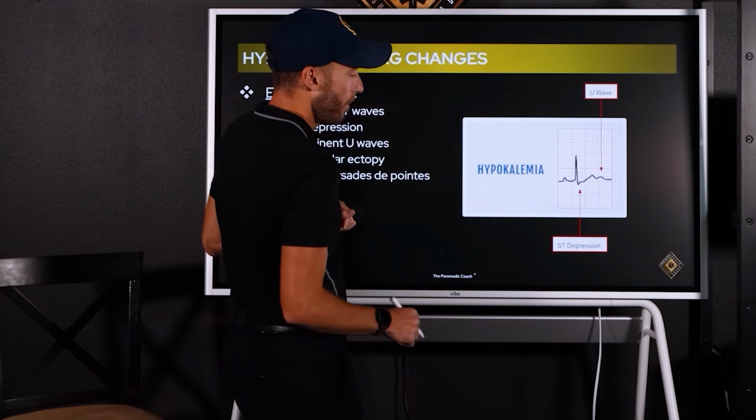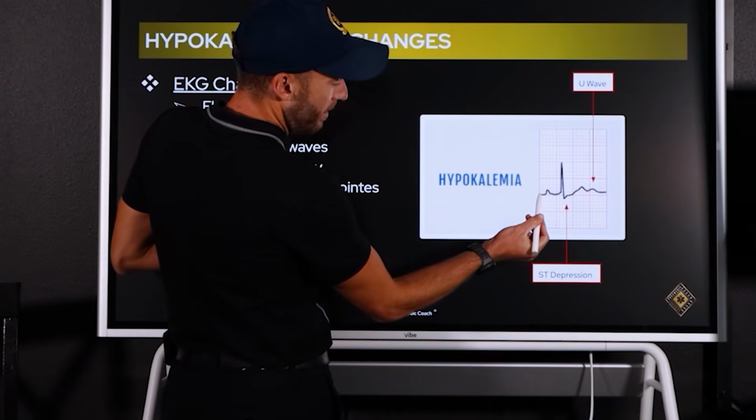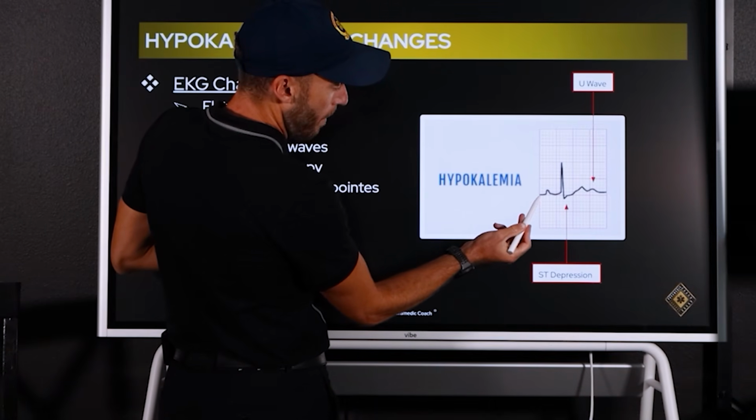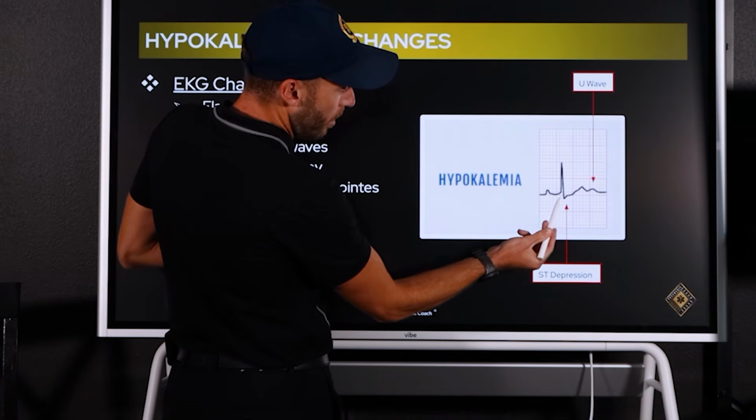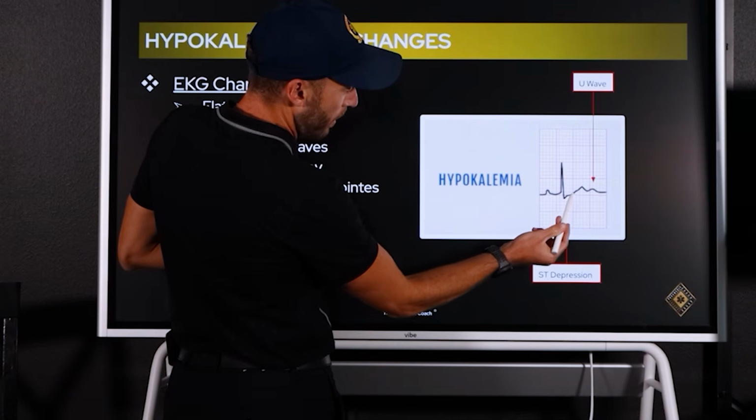We'll come back here, don't worry. Look here, we can see here's our isoelectric. My P, my QRS complex. Look here at my ST segment. There's the beginning of my T wave. Look at the ST segment here.